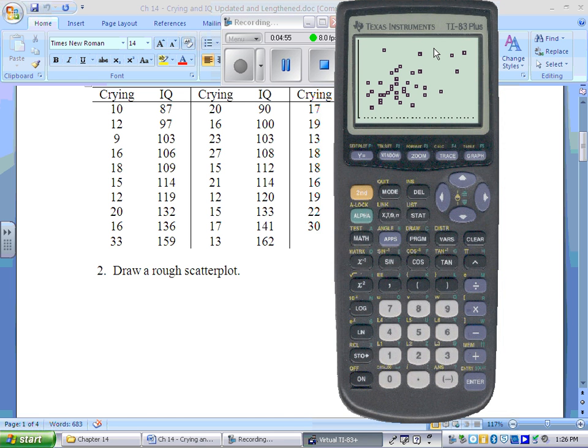So let's do it first. What would you say the form is? If you were going to put a function to it, what kind of function would you put? It's not real strong for sure. Maybe a line, but the strength is going to be pretty weak. And what do you think about the association or the direction? Positive. So I think we've got a very weak positive linear relationship between crying and IQ.